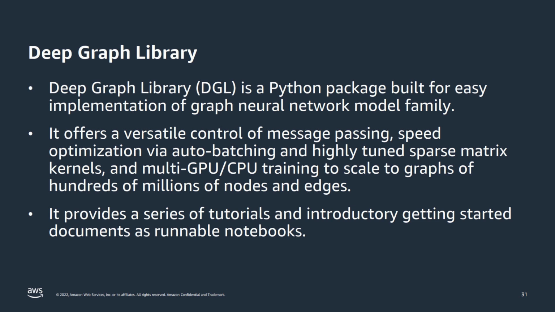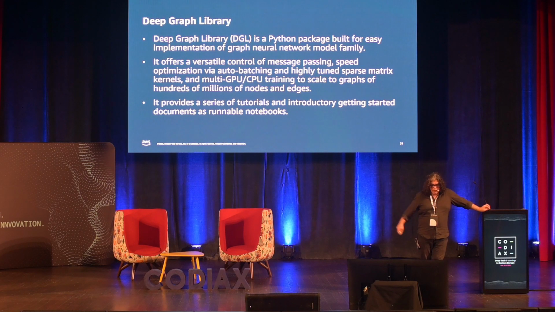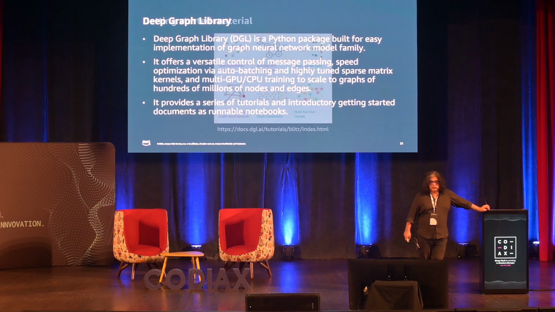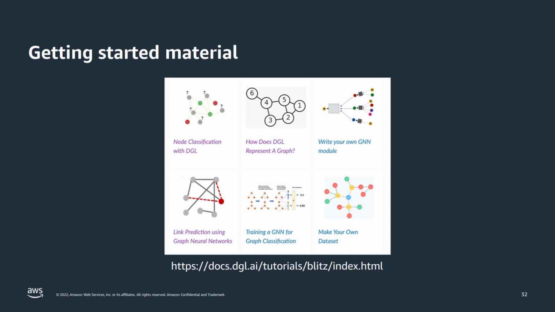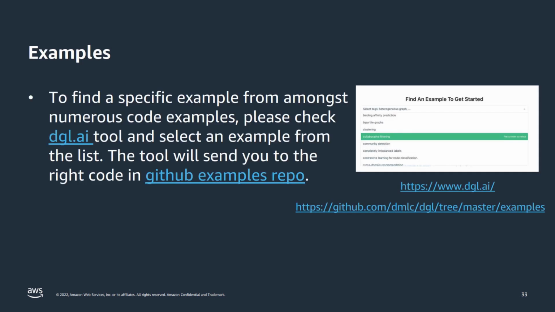As a part of the AWS Science team, we have created the DeepGraph library. It's a Python package built for distributed graph neural networks. It's quite fast. It works on CPU and GPU. And it's got a huge number of tutorials based on the functions. So there are getting started tutorials. You can find that on the product page. It's an open source product. And more importantly, it's got examples.